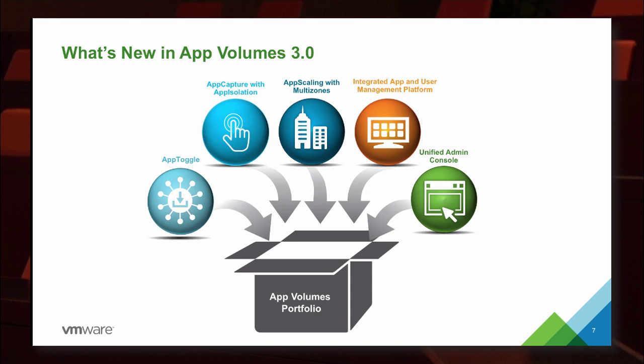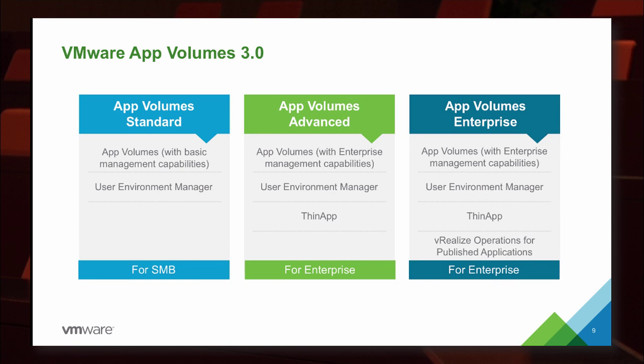We also have new functions inside of scaling with multiple zones so that we can ensure that we're scaling applications across the infrastructure effectively. And we're integrating with user management inside of Workspace ONE. And we've also unified the administrative console. So all of this is done simply, ubiquitously, and at scale. AppVolumes is available in 3 core flavors: Standard, Advanced, and Enterprise. And inside each one, as your infrastructure grows, you'll have access to more and more features.